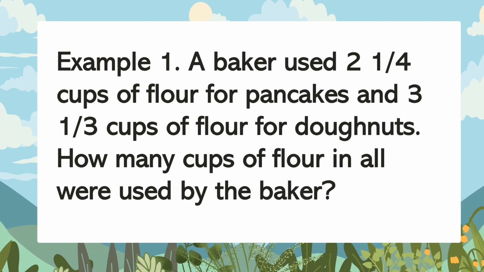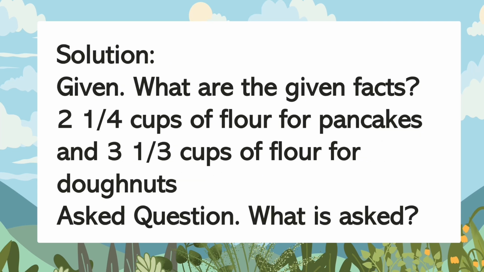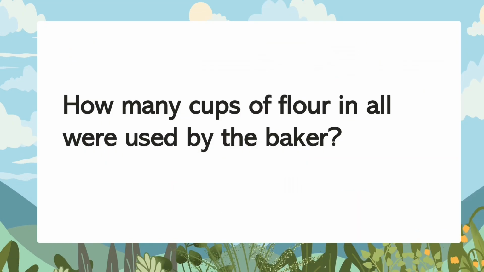Here is an example. A baker used 2 1/4 cups of flour for pancakes and 3 1/3 cups of flour for donuts. How many cups of flour in all were used by the baker? Here is the solution. For given, what are the given facts? Our answer here is 2 1/4 cups of flour for pancakes and 3 1/3 cups of flour for donuts. And then our asked question is, what is asked? So the question that is being asked is, how many cups of flour in all were used by the baker?